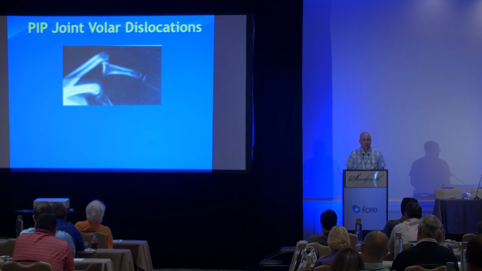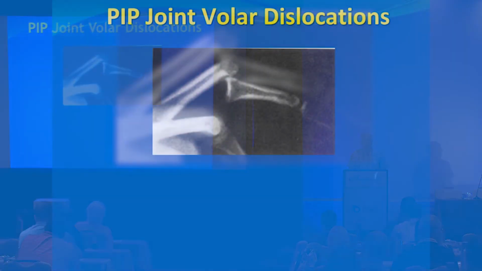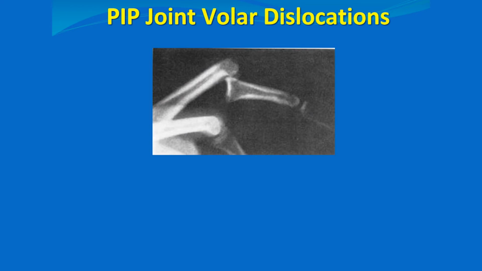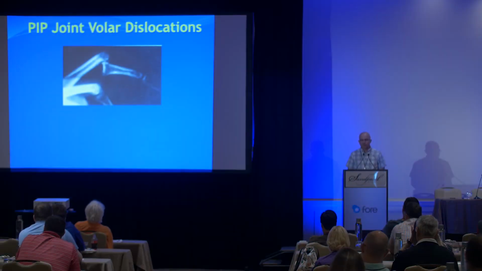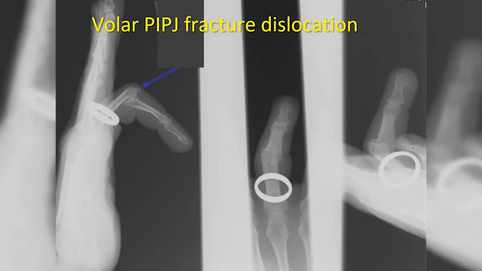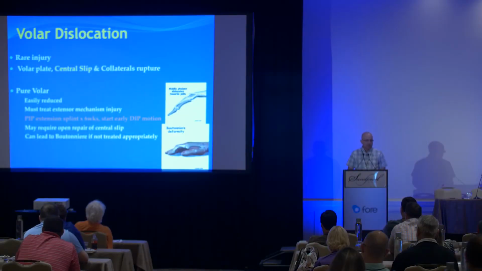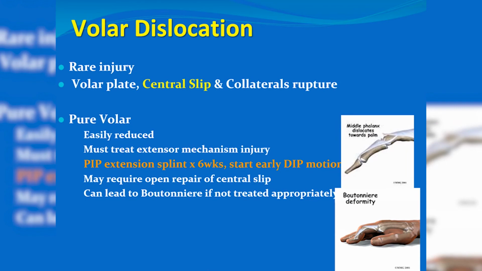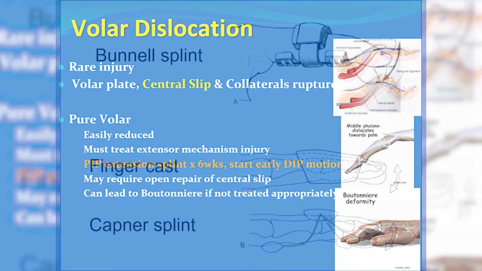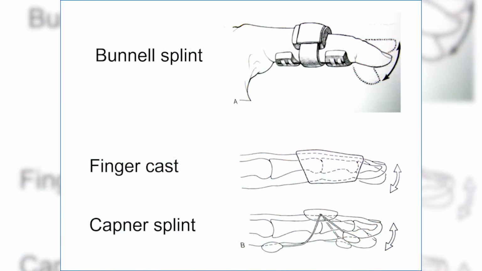So this is a volar dislocation. If you see this, it's not something that you're just going to buddy tape and do range of motion, because the central slip or the extensor mechanism that inserts here is disrupted too. So you're going to do a closed reduction. Here's a little avulsion variant. And then you're going to splint the PIP in extension while allowing DIP active motion. So you're going to just splint the PIP only, allowing active DIP motion. I usually send them to hand therapists.